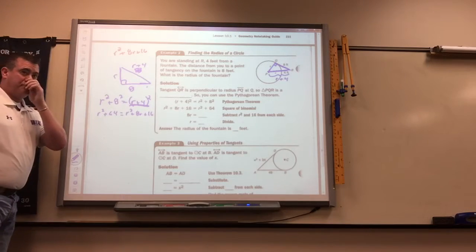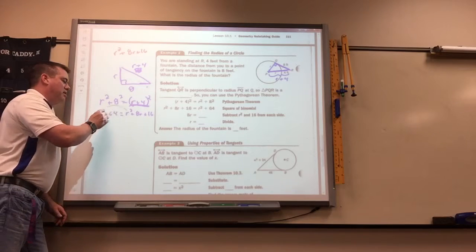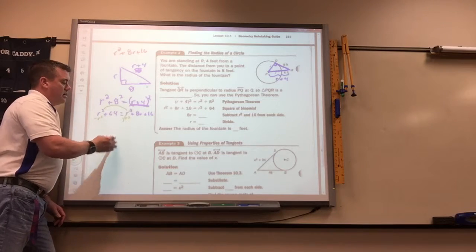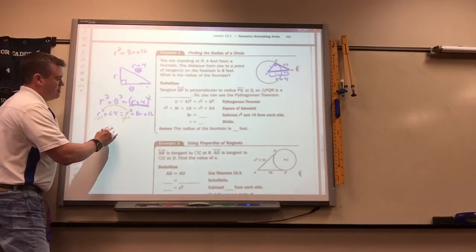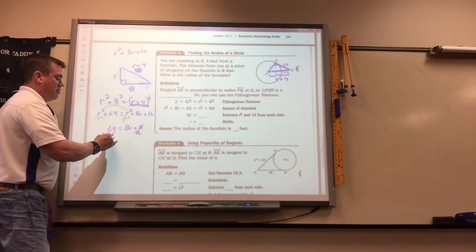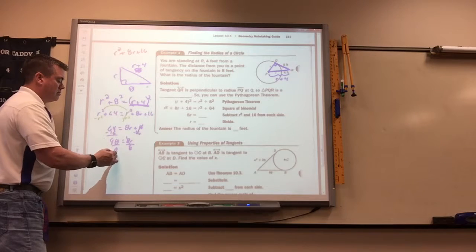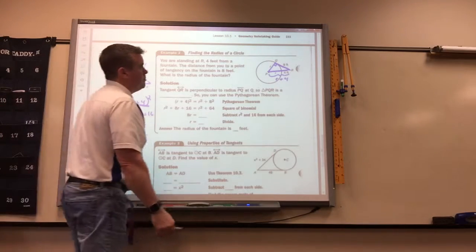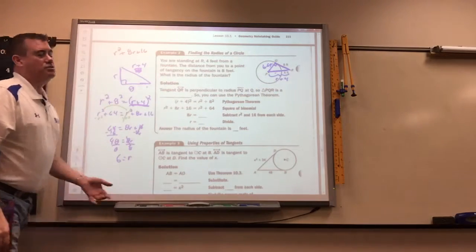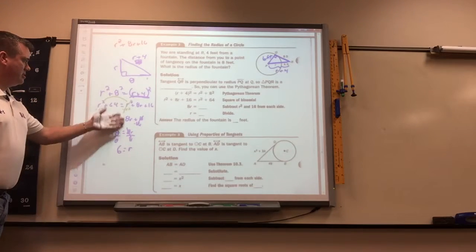So now you gotta solve it. These are the only types we will solve, because what happens when you get the R squareds together? They cancel. Subtract R squared, subtract R squared. So you're left with 64 equals 8R plus 16. So we just subtract 16. And then divide by 8. And you get 6 for R. So the radius is 6 feet. So those are a little longer because you've got to FOIL. But they're real easy to solve once you do.